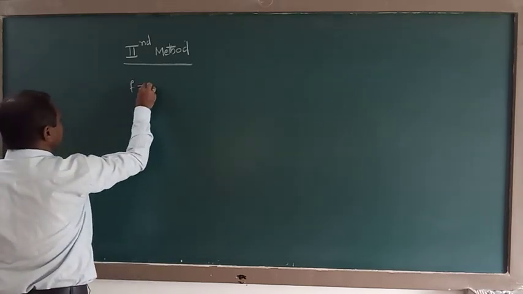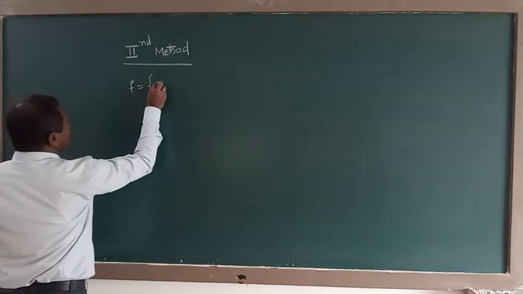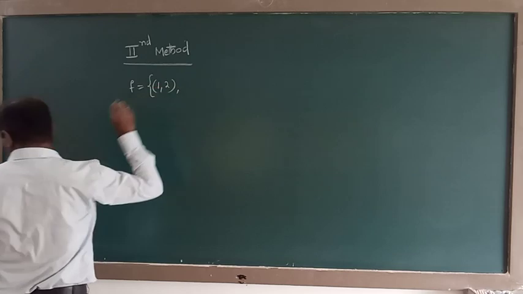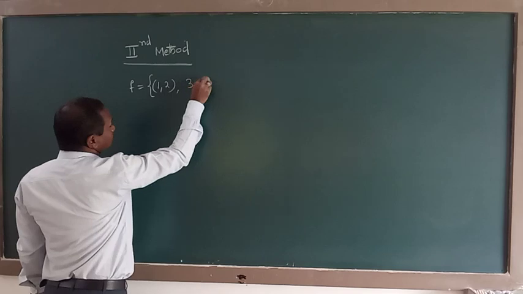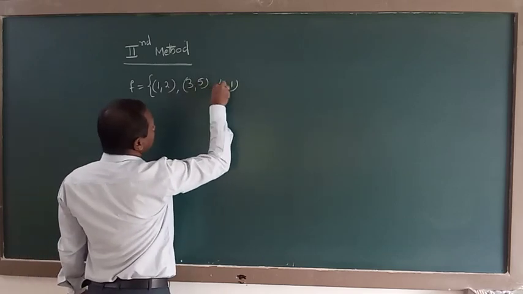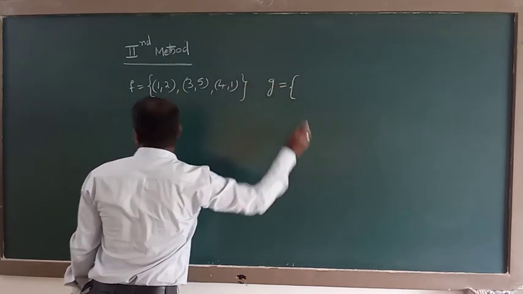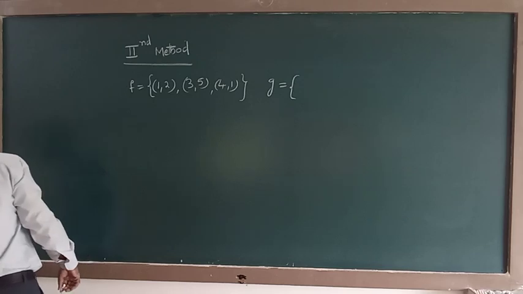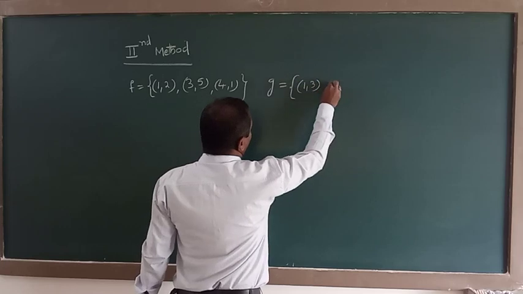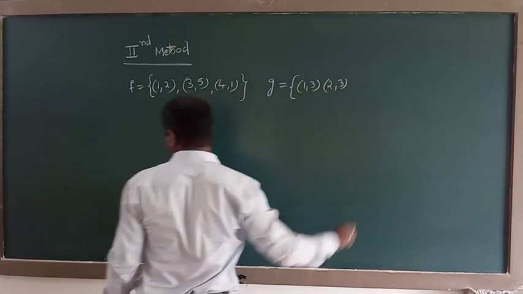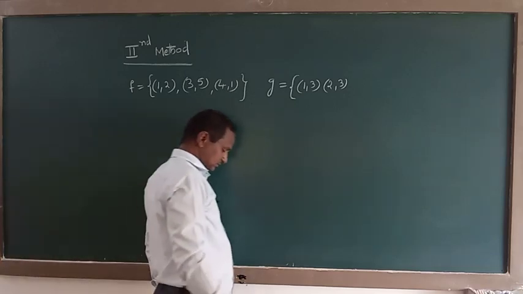What are the given elements for the function f? 1, 2; 2, 3; 5, 4, 1. The elements of g are 1, 3; 2, 3; 5, 1.